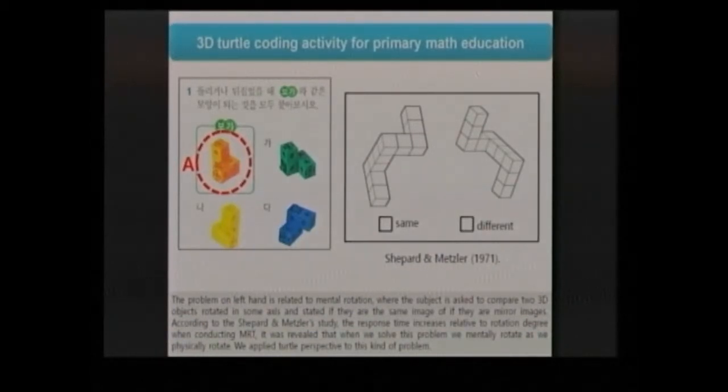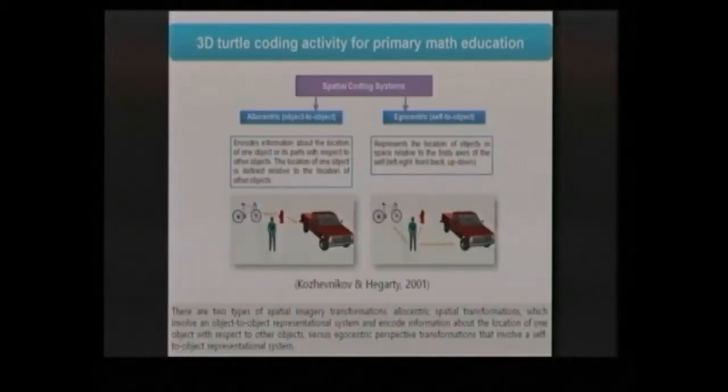Now I'll present the 3D touch coding activity in primary math education. The problem on the left-hand side is related to mental rotation, where the subject is asked to compare two 3D objects, rotating around some axis, and state whether they are the same image or mirror images. According to the Shepard and Metzler study, the response time increased relative to rotation degree when conducting MRT. It was revealed that when we solve the problem, we mentally rotate as we physically rotate. We apply the toucher perspective to this kind of problem.